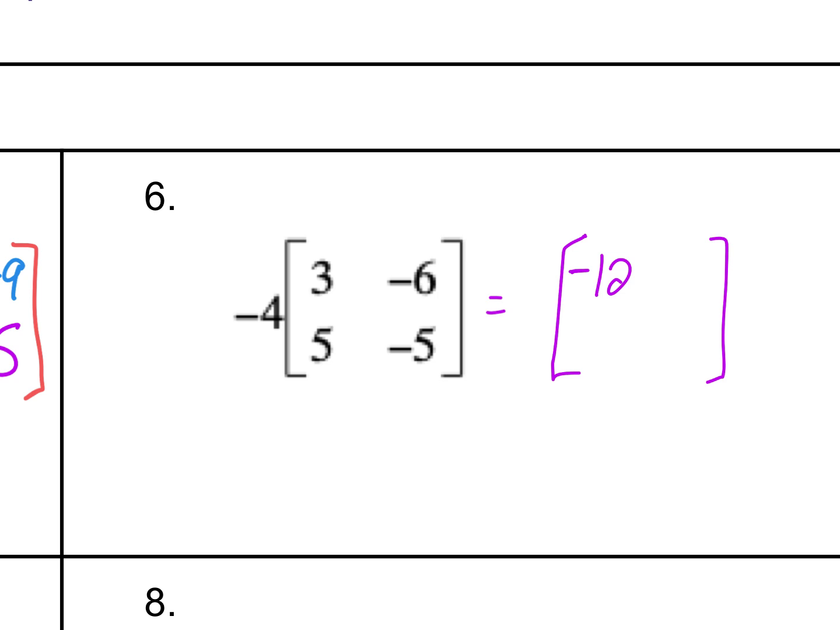Okay, what else is on the top row? We got -12 and 24. Bottom row, -20 and 20. Cool. How'd we do? 2 negatives make a positive, right? Don't forget that, okay? Cool. Any questions on this so far?